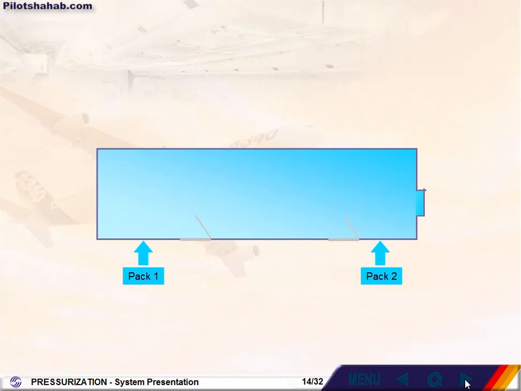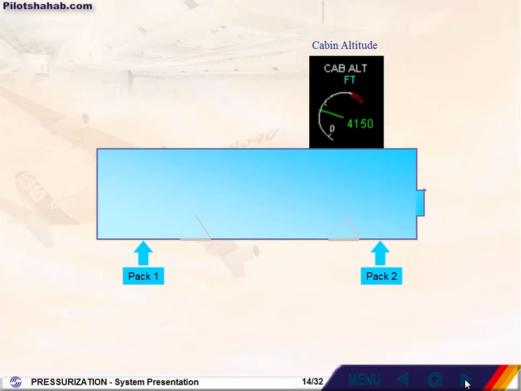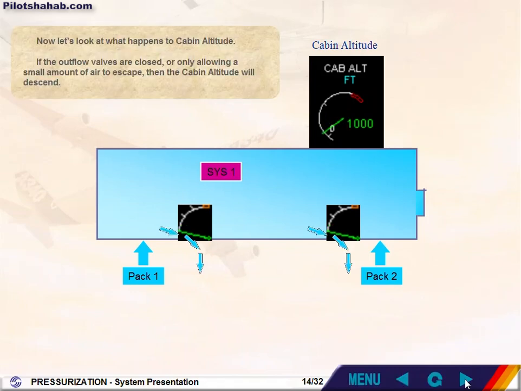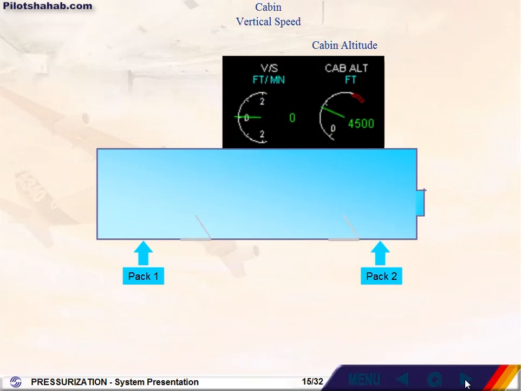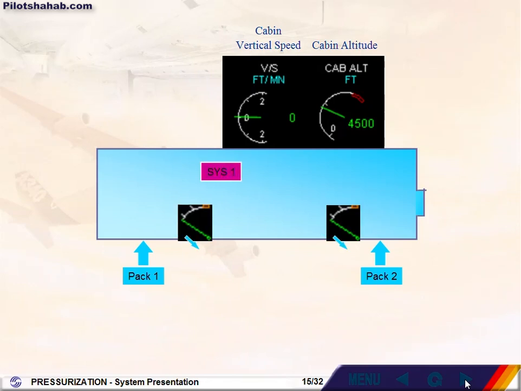Now let's look at what happens to cabin altitude. If the outflow valves are closed or only allowing a small amount of air to escape, then the cabin altitude will descend. We can also see what the cabin is doing by referring to the vertical speed. When the outflow valves close, the cabin altitude will decrease with a negative vertical speed.